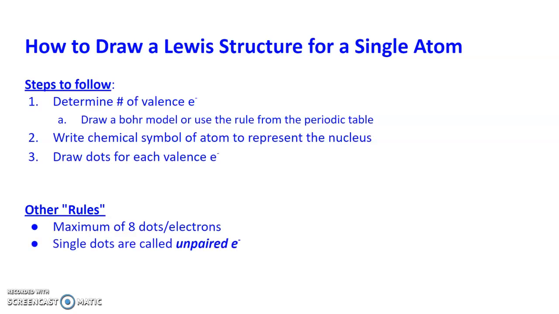And then single dots are called unpaired electrons. So if you have a single dot by itself, it's an unpaired electron, just like that half arrow that we would see in our electron configurations when we would draw out the orbitals.